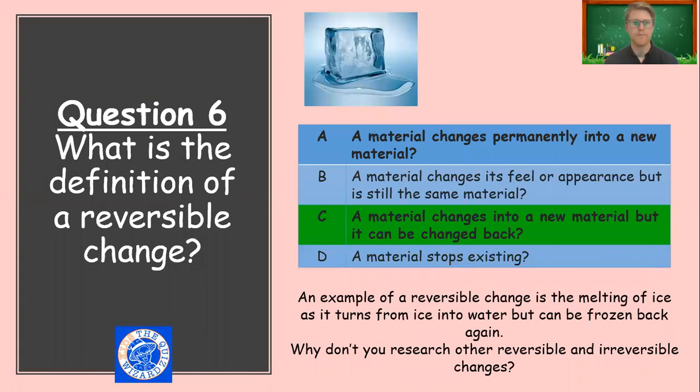Question 6. A reversible change is when a material changes into a new material, but it can be changed back. It can be reversed. So an example of a reversible change is the melting of ice, as it turns from ice into water, but can be frozen back again. There's lots of examples of reversible changes. Why don't you research them? Find some other examples. There's also irreversible changes, which are changes that cannot be changed back.